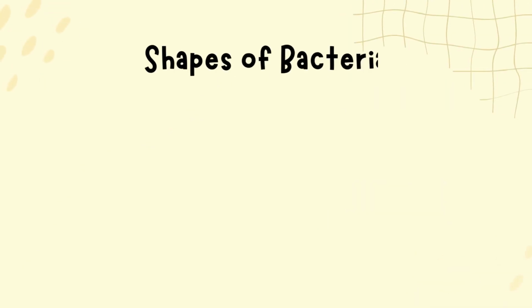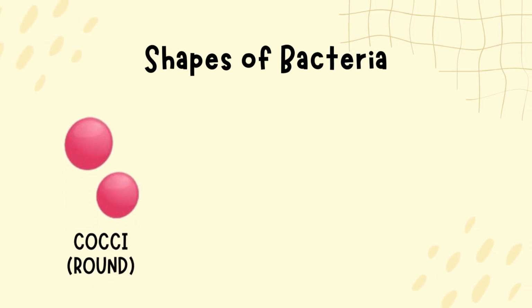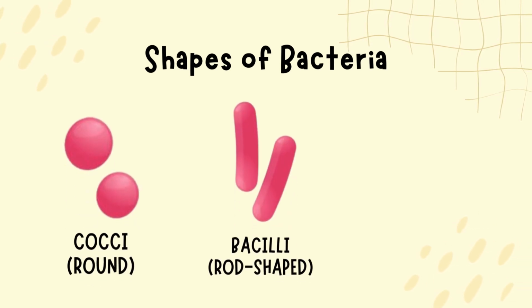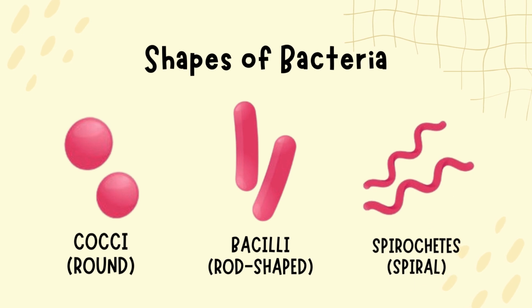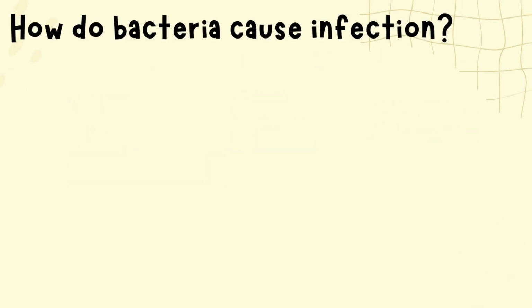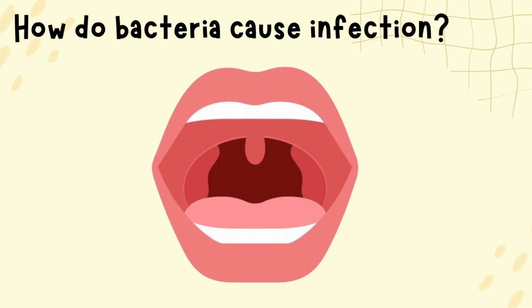There are three main shapes of bacteria. Round bacteria are called cocci, rod-shaped bacteria are called bacilli, and spiral-shaped bacteria are called spirochetes. Only a small percentage of bacteria cause disease.